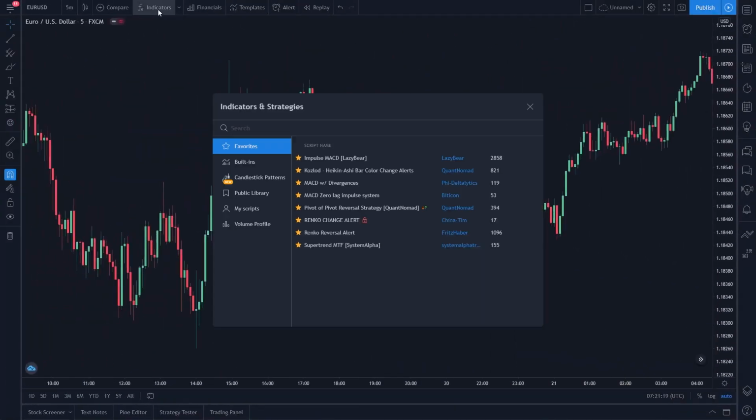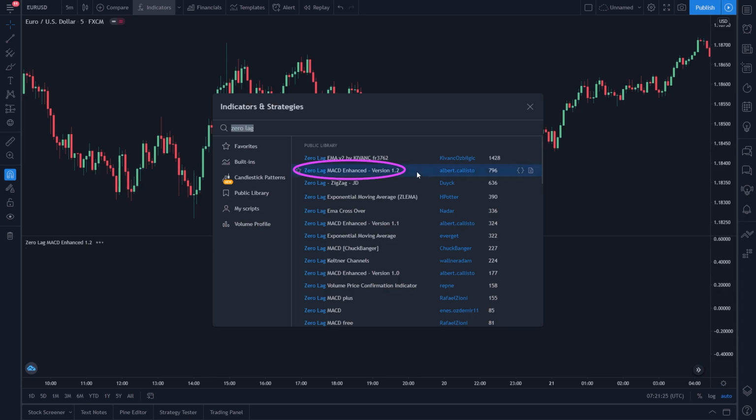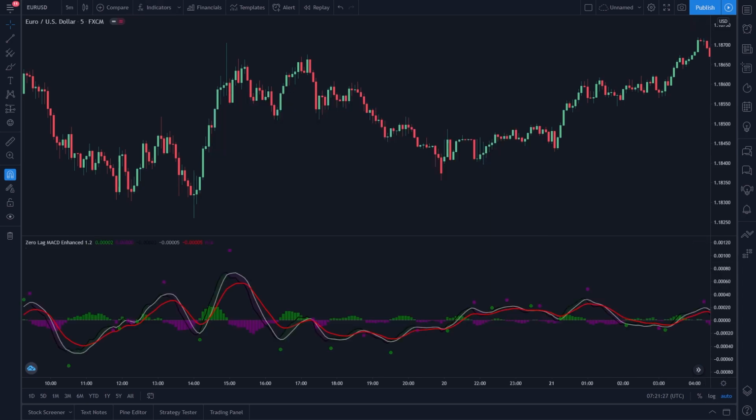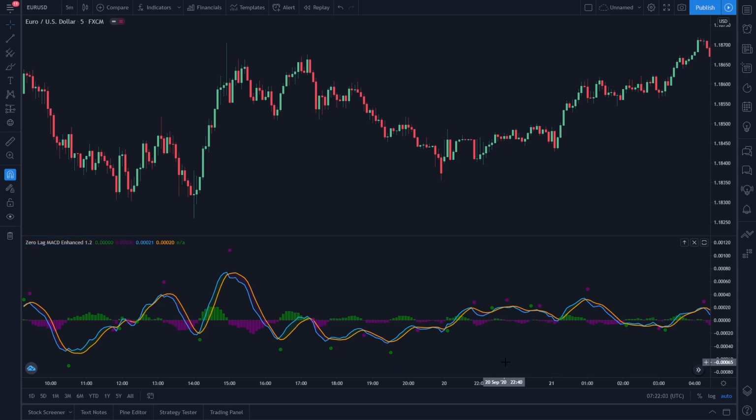So if you type zero lag MACD on TradingView, you'll get a couple of results. I prefer using this one, enhanced version 1.2. Here, you can see that it's a bit different from a classic MACD. The dark colors make it very hard to read, so I'm actually going to change the colors to make it easier to read. And I'll also disable this EMA on MACD line because we don't really need this in the backtest.